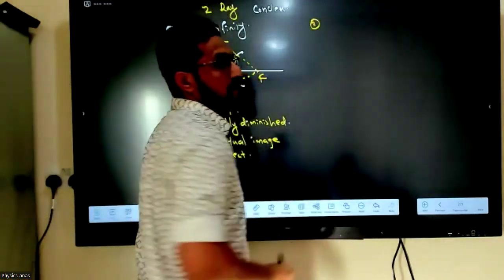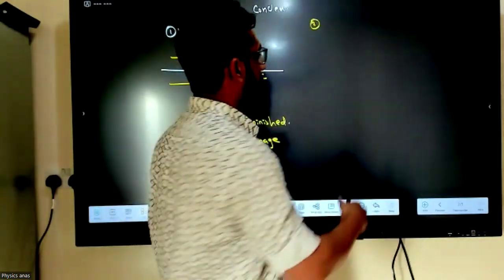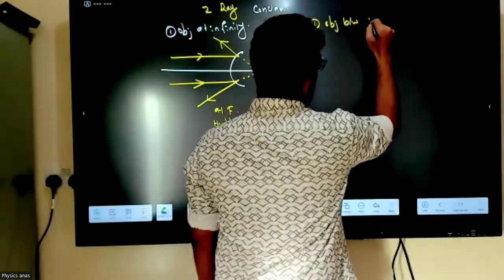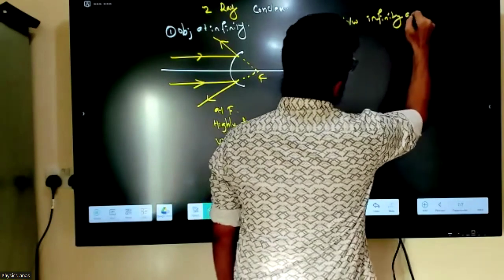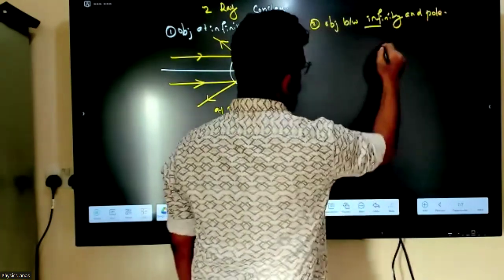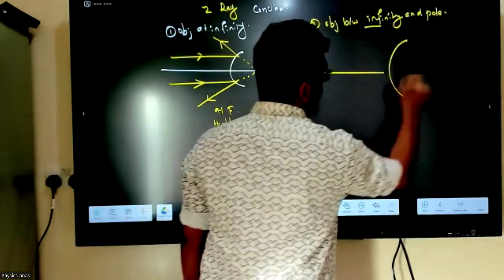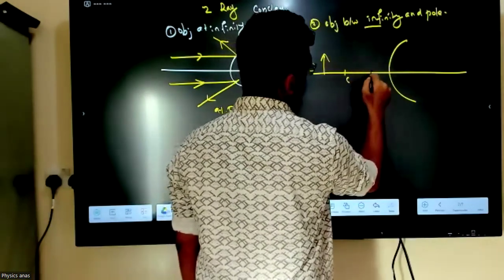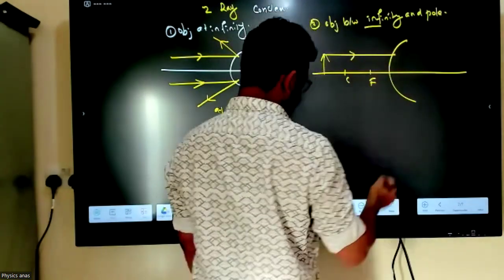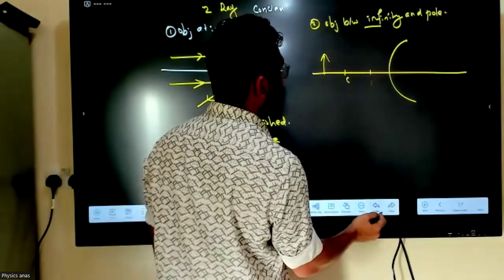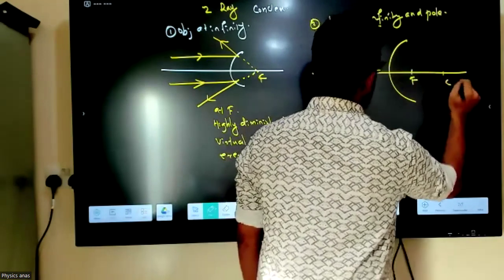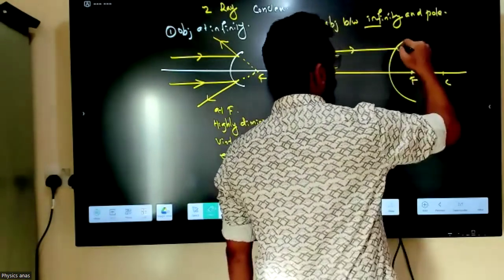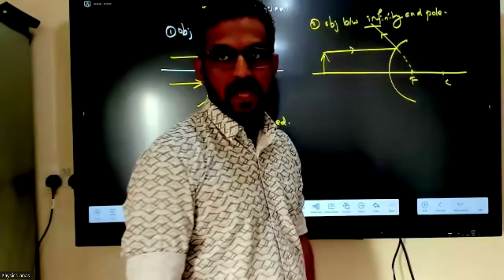And the second one, object between infinity and pole. Object can be anywhere between infinity and pole. We need a convex mirror, and the object can be anywhere like this. This is C, this is F. Here is M and here is C. First light ray is like this, and it will be reflecting like this, diverging like this.